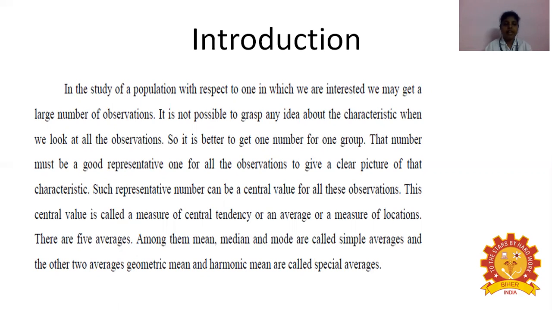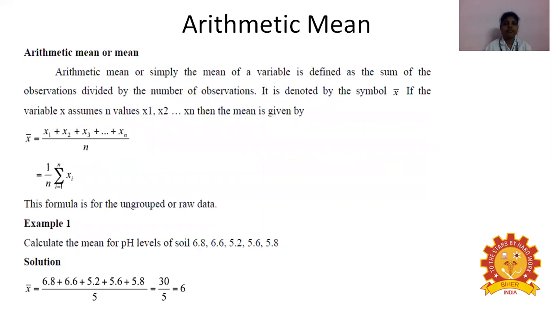There are 5 averages. Among them, mean, median, and mode are called simple averages, and the other 2 averages, geometric mean and harmonic mean, are called special averages. Next, we see arithmetic mean, or mean.